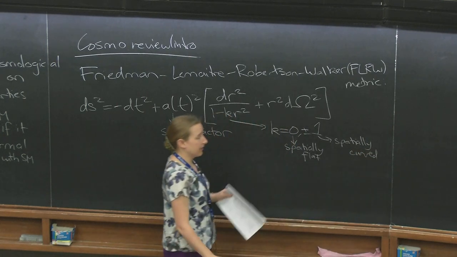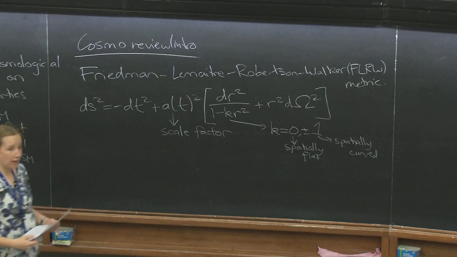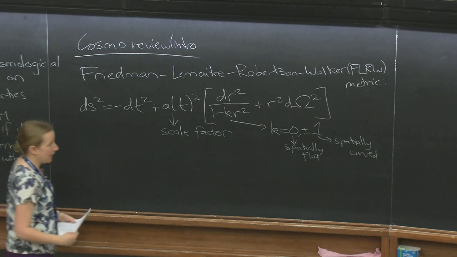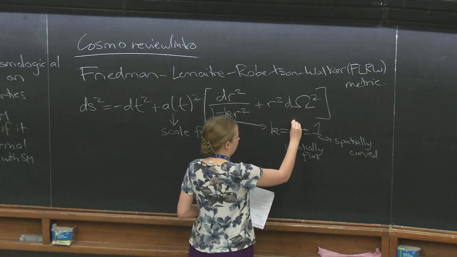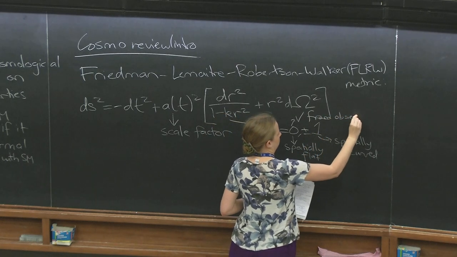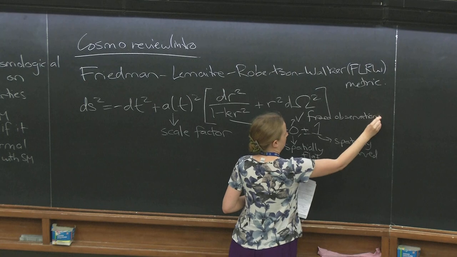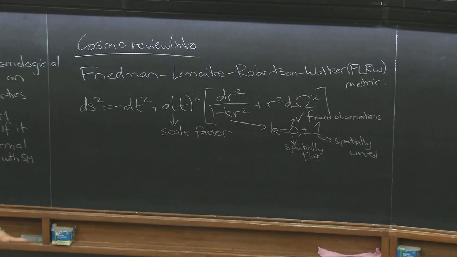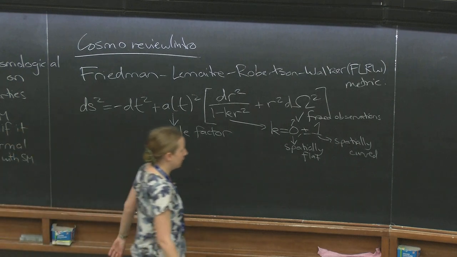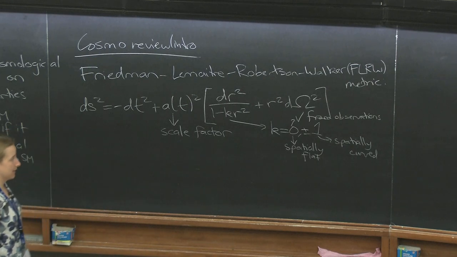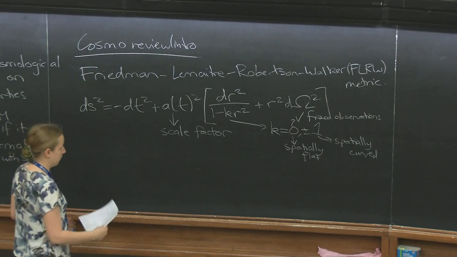Now, I will leave the k-term in the equations, at least for a while, just so that you can see what happens when it's there. But to a very good approximation, our universe in the present day appears to be spatially flat. So once we start actually doing calculations, I'm pretty much always going to take k to be zero. But in principle, it didn't need to be that way. The fact that our universe is as flat as it is is one of the pieces of evidence for inflation in the early universe.